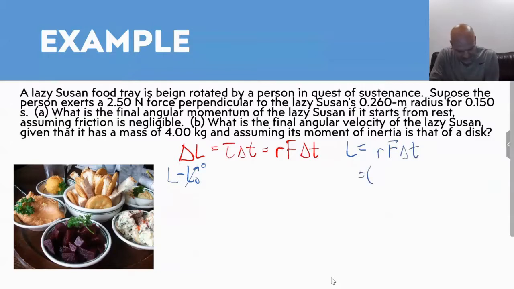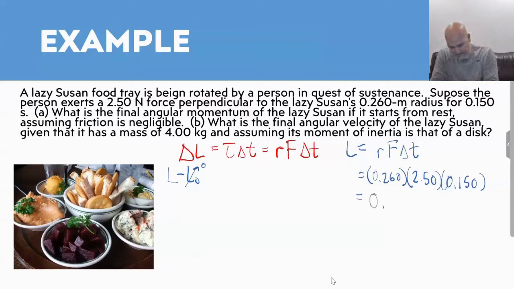And so it has a radius of 0.260. We apply a force of 2.50 newtons, and then we do that for 0.150 seconds. And so our final angular momentum is going to be 0.0975 kilograms times meters squared per second.